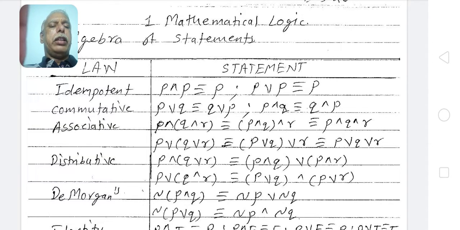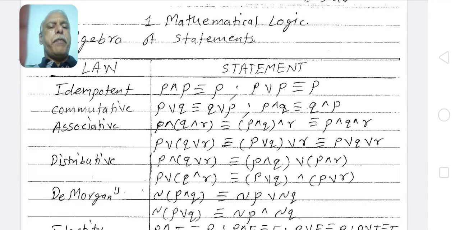P and in bracket Q or R. Now compare this with the algebraic sum, 2 into (x plus y), which gives 2 into x plus 2 into y. That means 2 gets distributed over x and y.